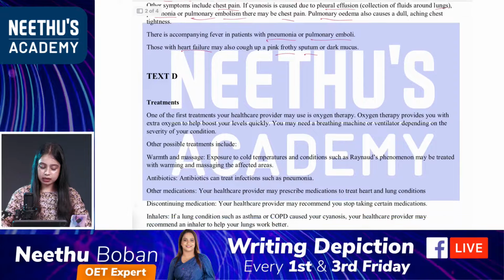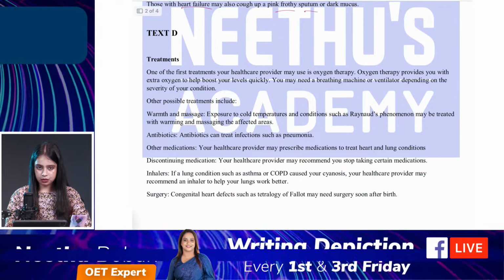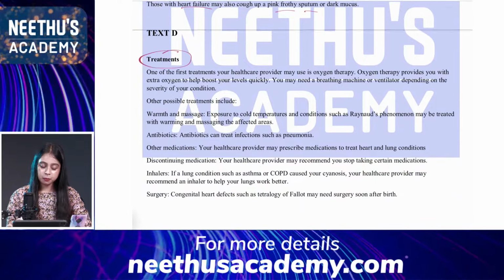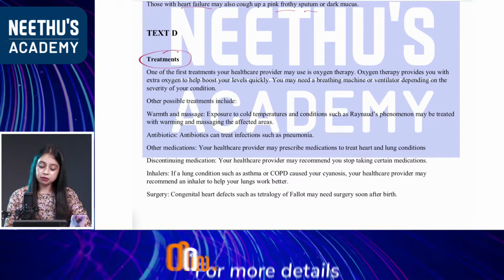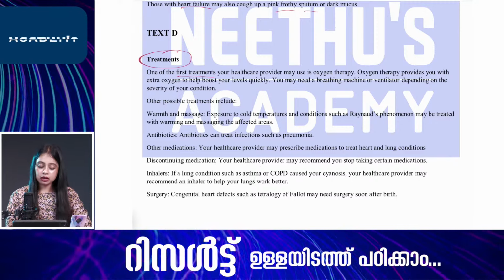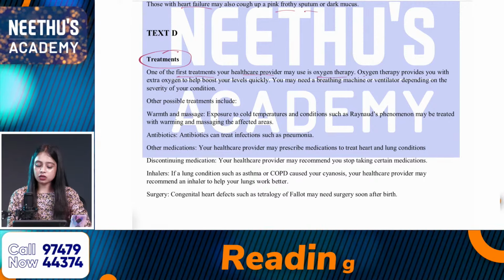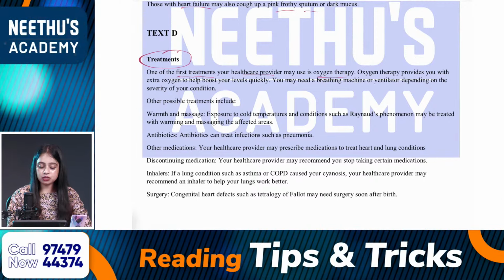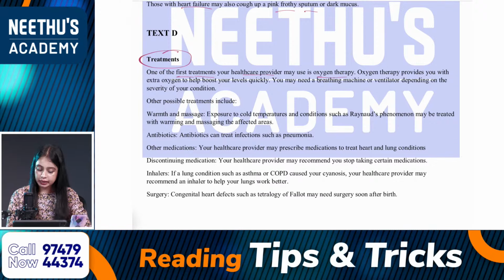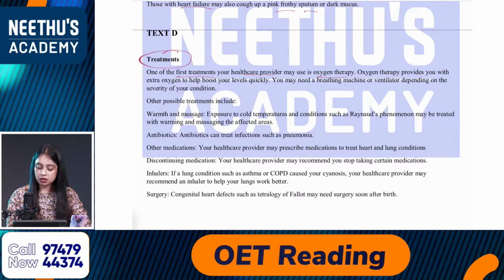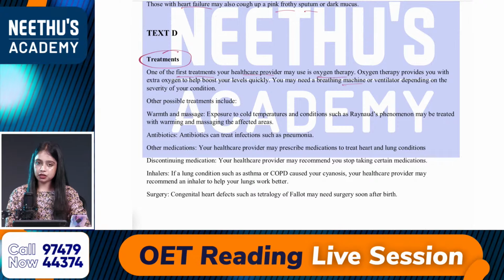Okay, so now text D, it's all about the treatments. So what about the treatment? One of the first treatments your healthcare provider may use is oxygen therapy. Oxygen therapy provides you with extra oxygen to help boost your levels quickly. You may need a breathing machine or ventilator depending on the severity of your condition.